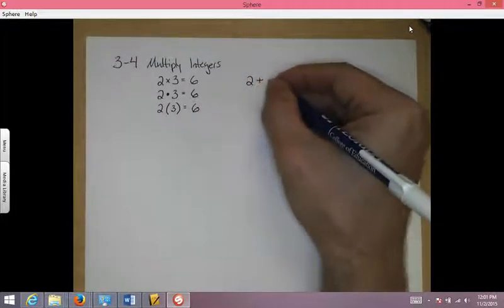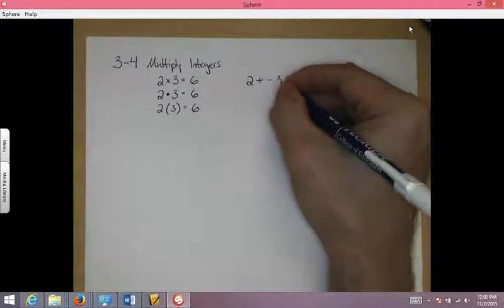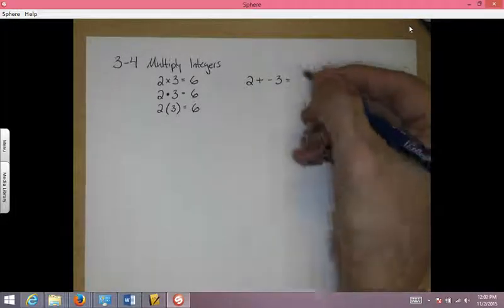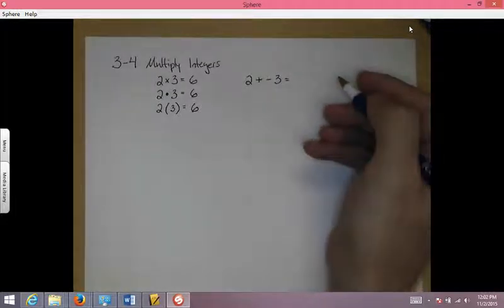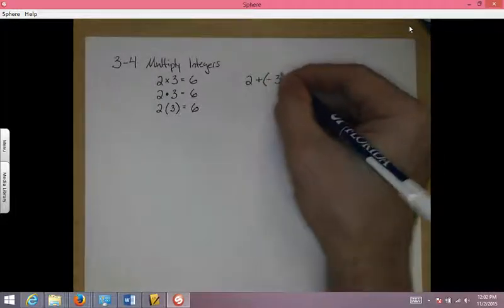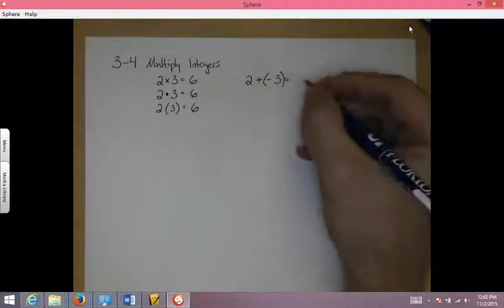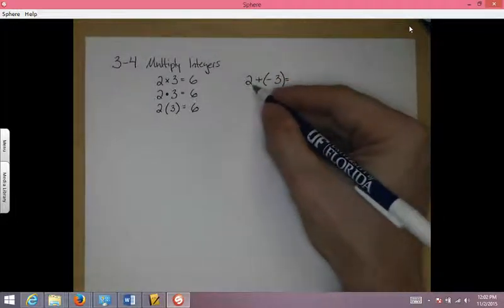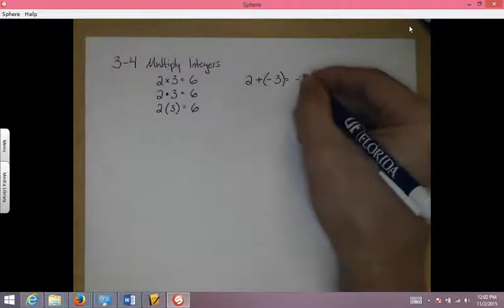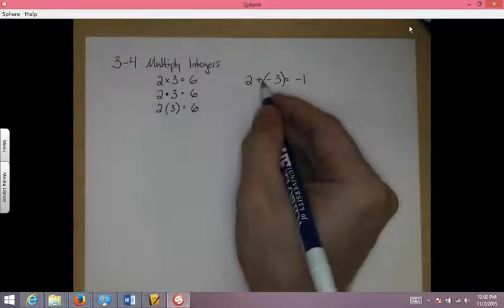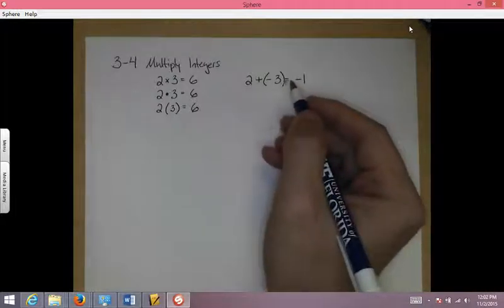if I wrote this down, you wouldn't know if this is adding, subtracting, adding a negative, or what. But if I had parentheses here, it's kind of like the comma of math. If I had parentheses here, you'd say, okay, that's 2 plus a negative 3. And the answer would be, of course, negative 1. These parentheses separate an operation from a negative sign.